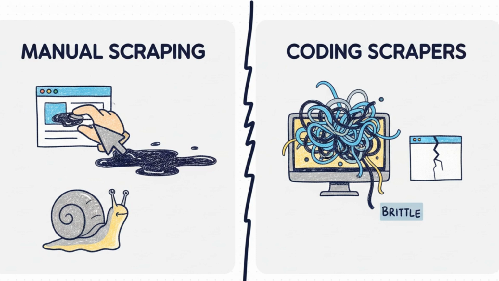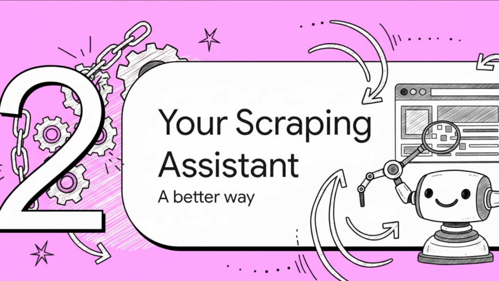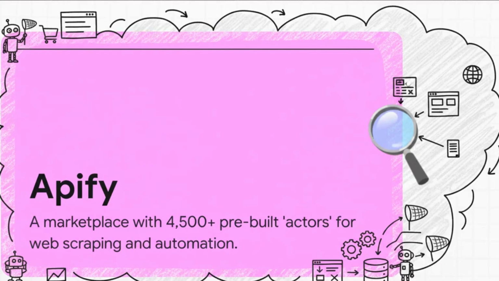On the other hand, you could try to code your own scrapers. But that is a whole other world of complexity, it takes forever, and scrapers are famously brittle. They break the second a website updates its layout. So if the old ways are just broken, what's the alternative? Well, it's time to meet a completely new kind of scraping assistant. And here it is. This is Apify. Think of it like a gigantic online store, but instead of selling stuff, it's a marketplace with over 4,500 pre-built tools. They're called actors. And each actor is basically a ready-to-go robot designed for a very specific web scraping job.